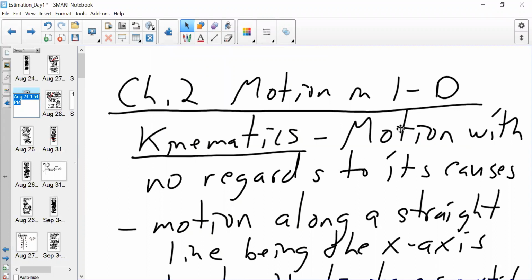Again, I'm going to go back. Kinematics, motion in one dimension. We're going to go along the x-axis. Motion with no regard to its causes. Moving along the x-axis for now, and it serves as an intro to our CVPM.